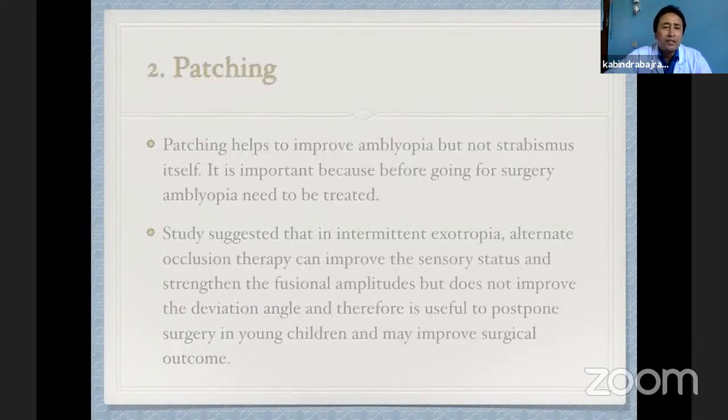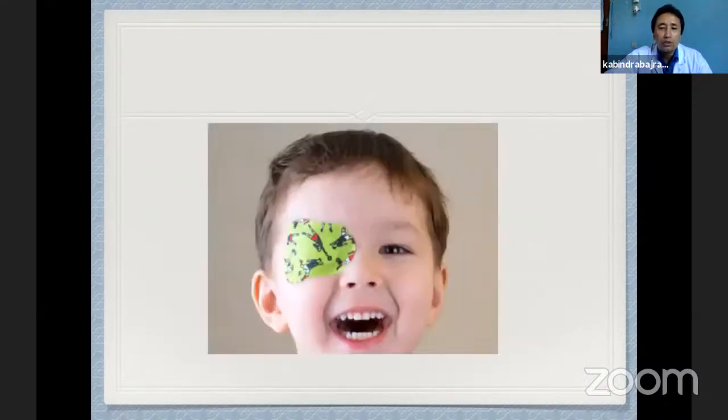Coming to patching for strabismus, patching helps to improve amblyopia, but not strabismus itself. It is important because before going for surgery, amblyopia needs to be treated. A study suggested that in intermittent exotropia, alternate occlusion therapy can improve the sensory status and strengthen the fusional amplitudes, but does not improve the deviation angle, and therefore is useful to postpone surgery in young children and may improve surgical outcome.